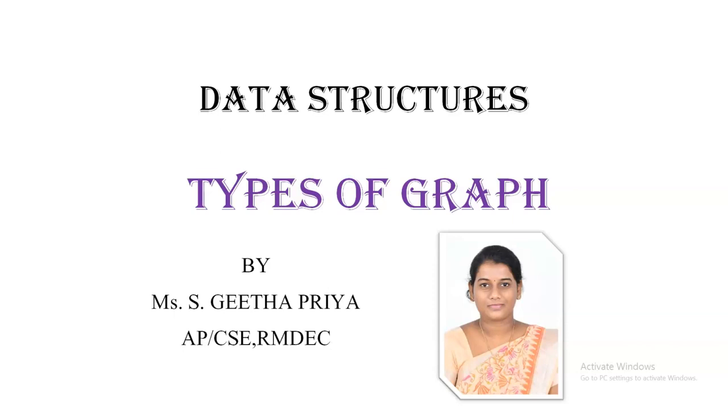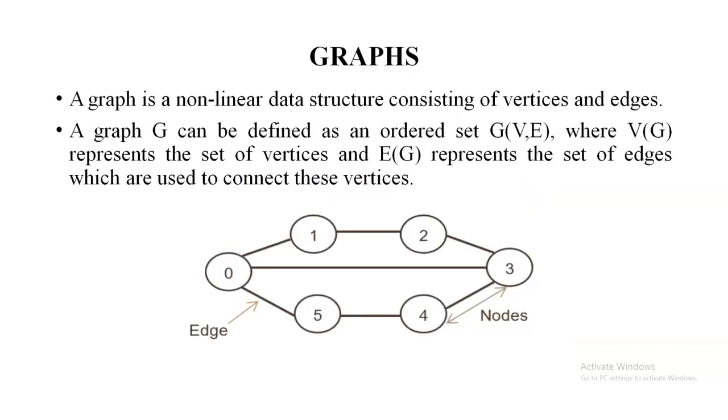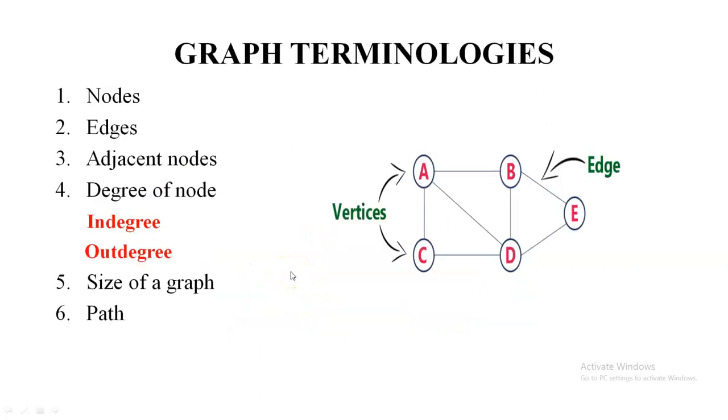In this lecture, we will be seeing about the types of graph. So we know that graph is a nonlinear data structure which will be consisting of vertices and edges. This 1, 2, 3, 4, 5, everything will be called as vertices. In trees, we call them nodes, but here they will be called vertices. And the line which is connecting vertices will be called as edges.